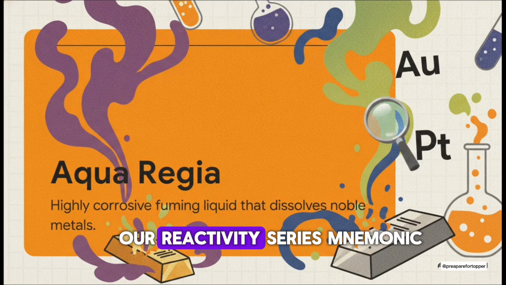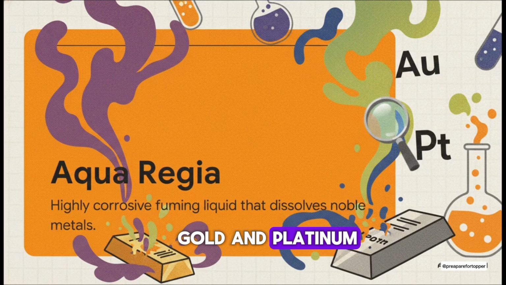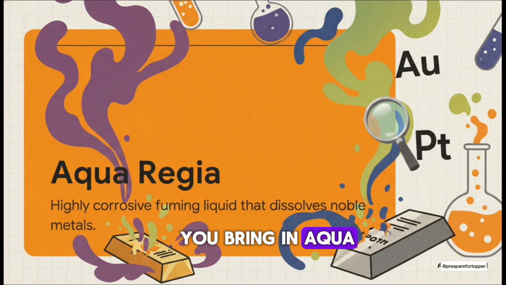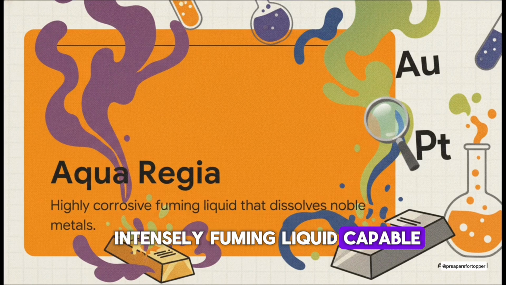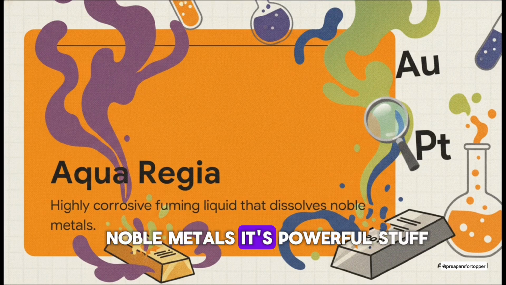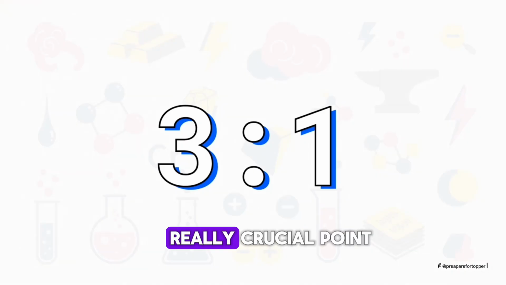Remember the bottom of our reactivity series mnemonic? Gold and platinum? They don't react with practically anything. But if you actually need to melt them down, you bring in aqua regia. It is a highly corrosive, intensely fuming liquid, capable of dissolving even the most stubbornly unreactive noble metals. It's powerful stuff. But here is the really crucial point.